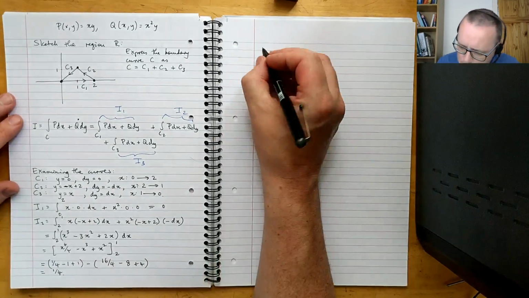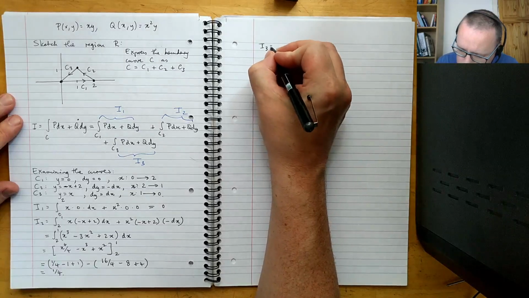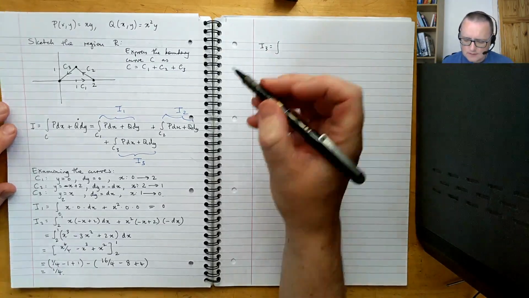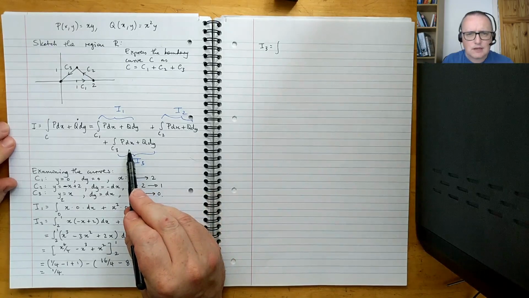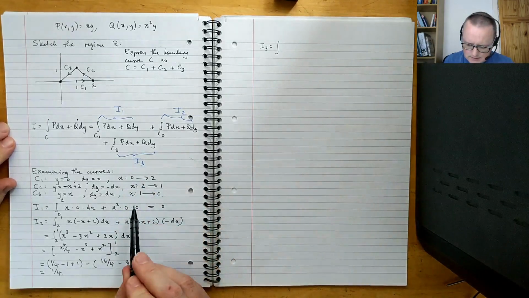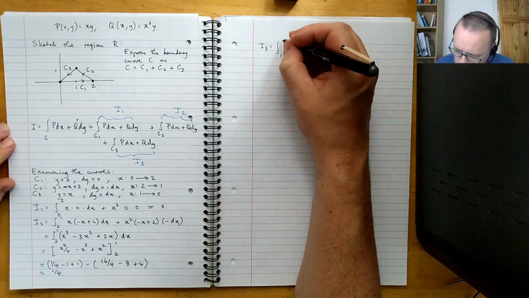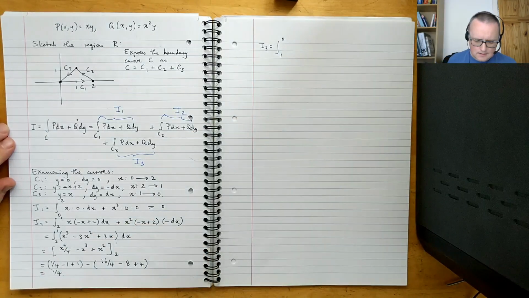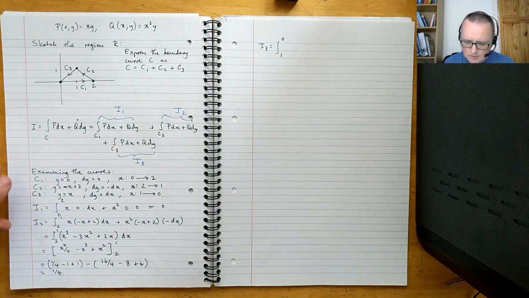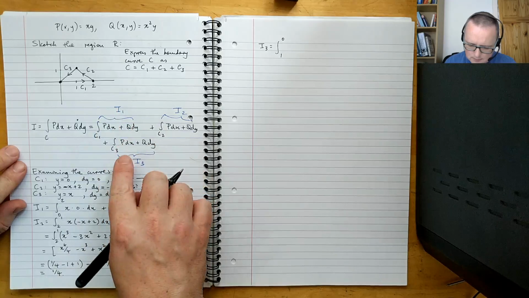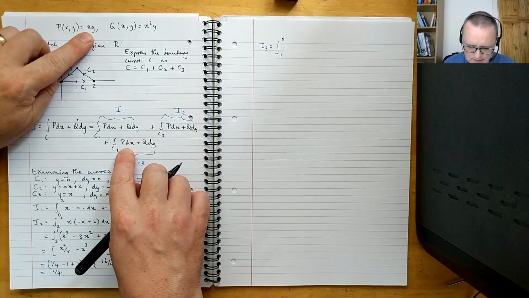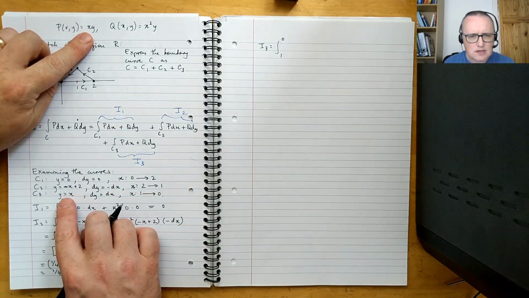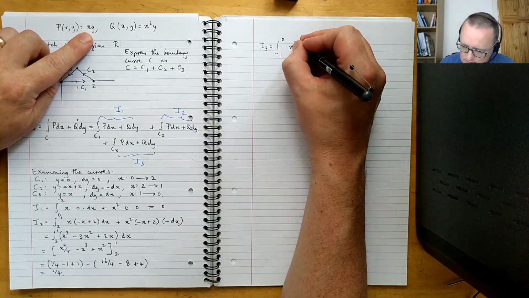Okay, so let's do the third one, I3, which is this integral here, the integral along C3. On C3, x begins at 1 and ends at 0. Then we've got p dx, so p is x times y, but on C3, y and x are the same. So this is simply x squared dx.